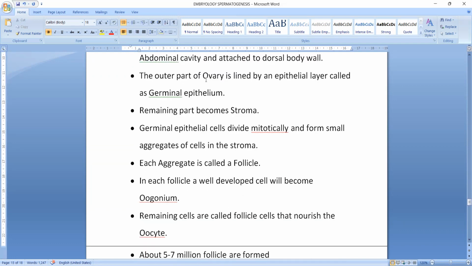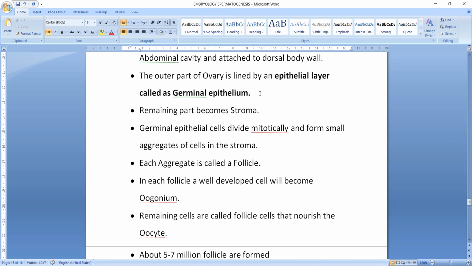And the outer part of the ovary will be lined by an epithelial layer called germinal epithelium. This germinal epithelium is nothing but the primordial germ cells. They divide after reaching the ovary, and they are modified into germinal epithelial cells, the oogonia.